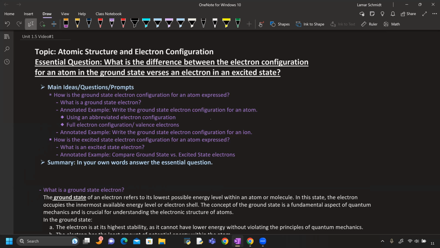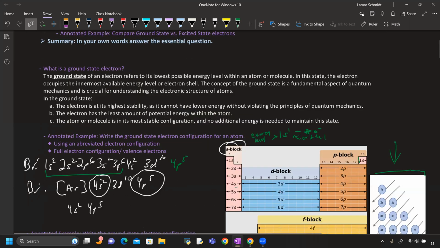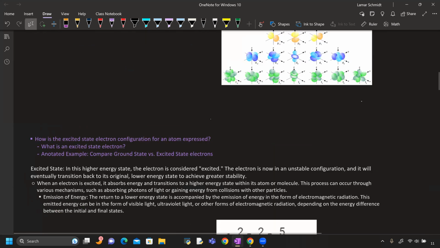All right, so let's go to our last part, and it asks, how is the excited state electron configuration for an atom expressed? And then we need to define that, and then we just need to have an annotated example so that we can compare those things, and then you should be able to answer the essential question in the summary. So let's go ahead and do that real quick. So here are those same questions.